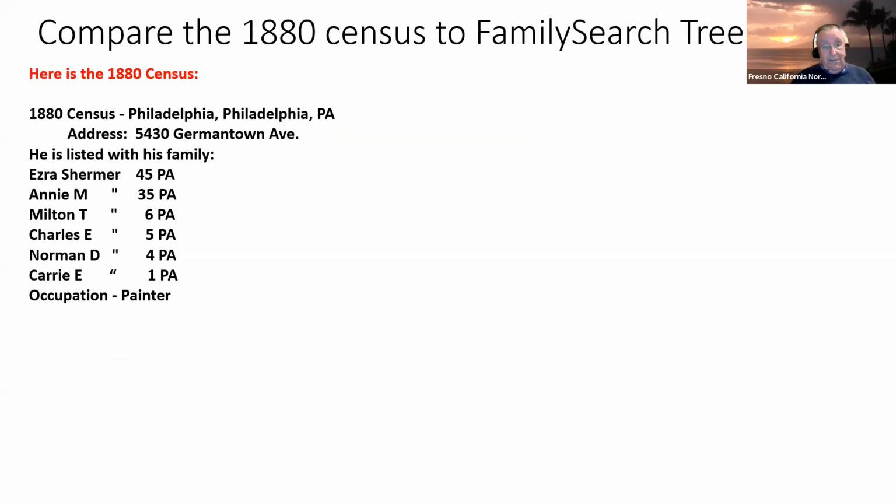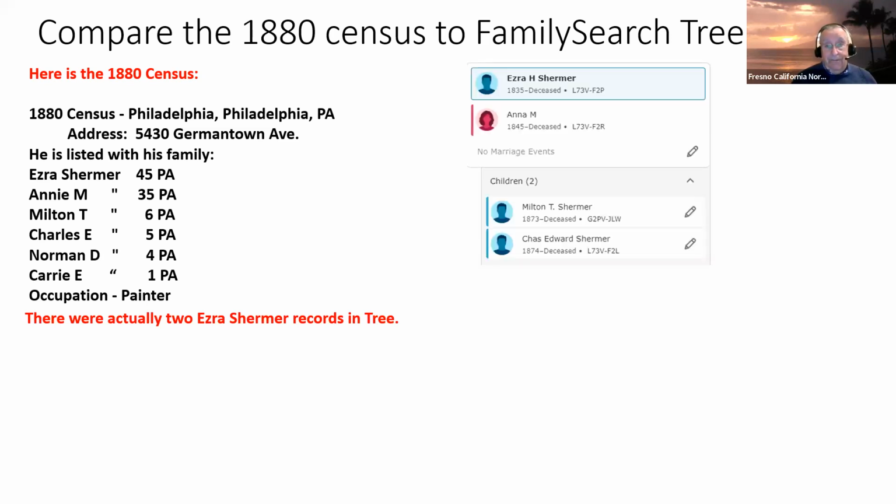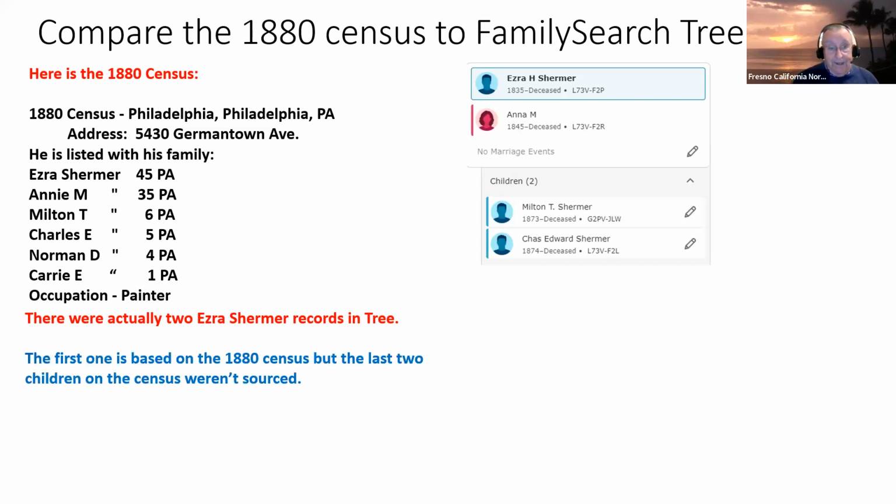So we take that 1880 census and we go looking, and there's actually 2 Ezras. One Ezra shows him married to Annie M., and there's 2 children there, Milton and Charles Edward. That's from the 1880 census. What's strange is there's 2 more kids on that census and nobody put them in. There's Norman D. and there's Carrie E. And for whatever reason, they're not listed in the family.